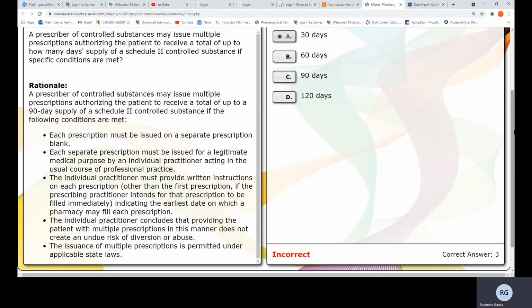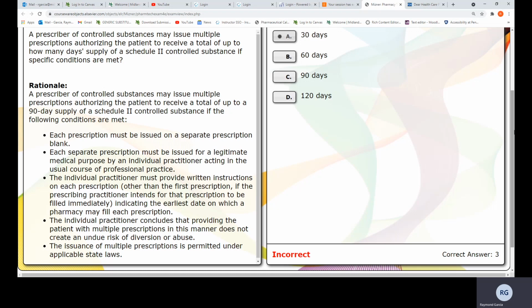A prescriber of controlled substances may issue multiple prescriptions, authorizing patients to receive a total of up to a 90-day supply of a Schedule II controlled substance if the following conditions are met. Each prescription must be issued on a separate prescription blank. Each separate prescription must be issued for a legitimate medical purpose by an individual practitioner acting in the usual course of professional practice.